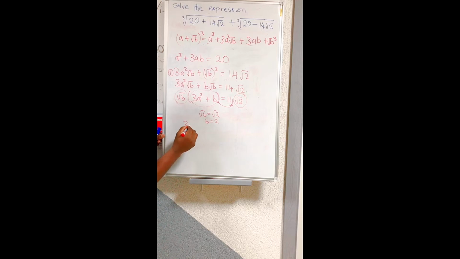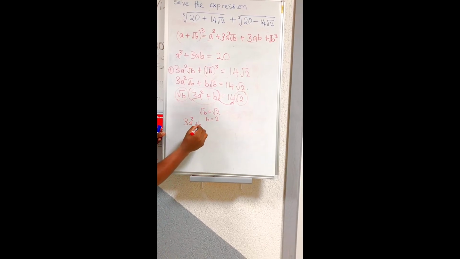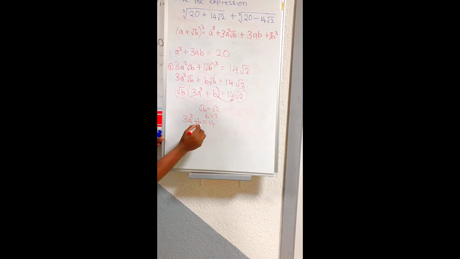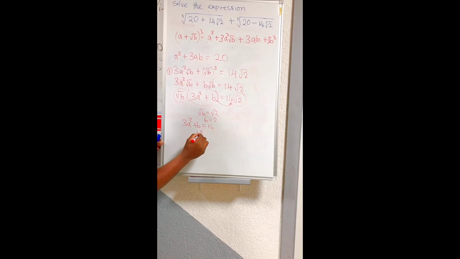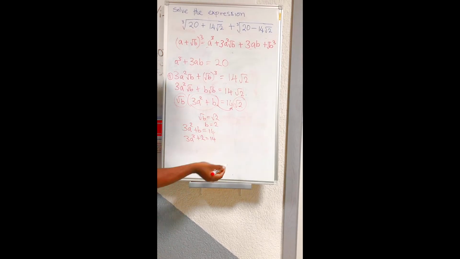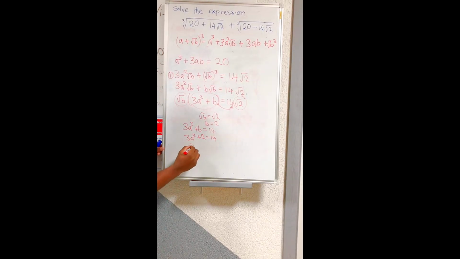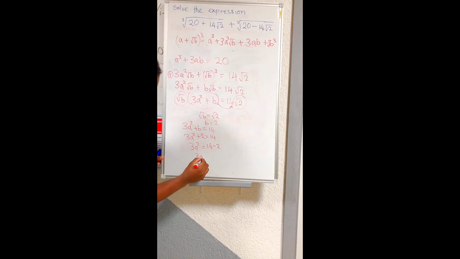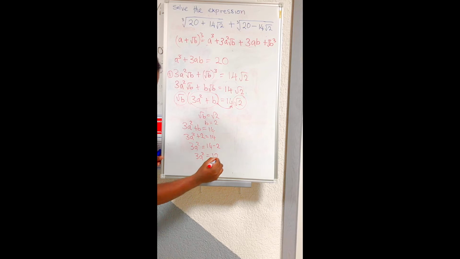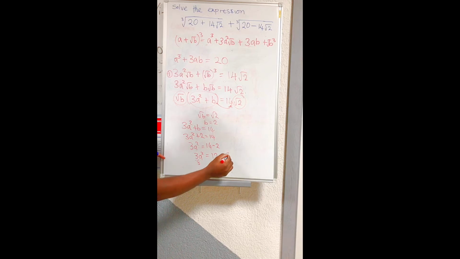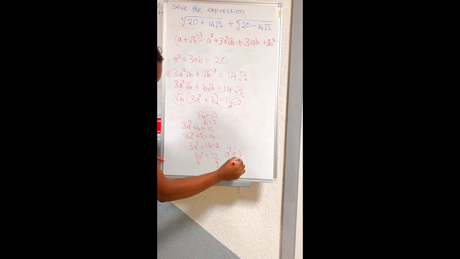Go back here. So we say a squared plus b is equal to 14. Since these don't have a root, here b is 2, so 14 equals 3a squared plus 2. When 2 goes to the other side, it becomes minus. So you have 3a squared is equal to 14 minus 2. This will give you 3a squared is equal to 12. When you divide by 3, you have a squared is equal to 4.